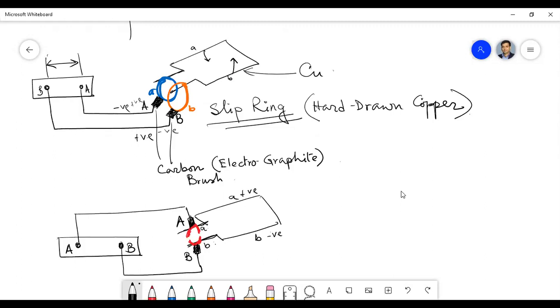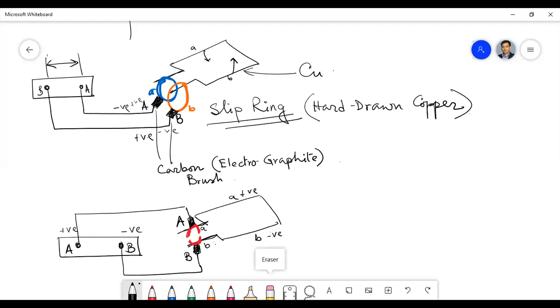What will be the polarity of capital A and capital B? Because capital A is now in contact with small a, it will remain positive. I am asking only the polarity. A positive and B negative, because capital A is in contact with small a and small b is in contact with capital B.